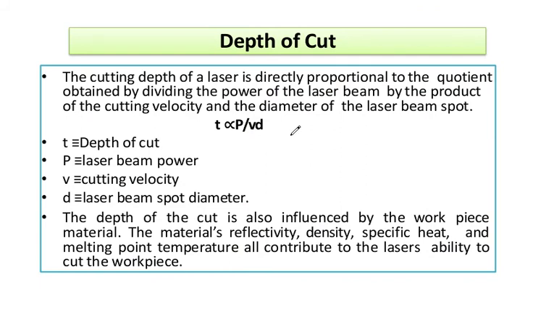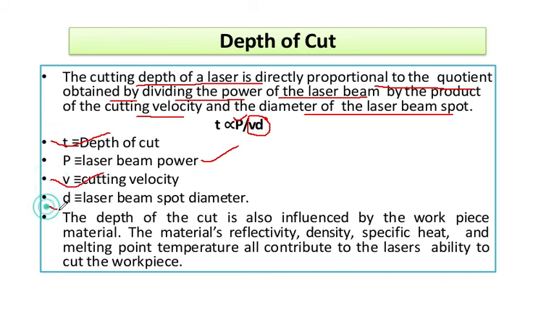How are you going to calculate the depth of cut? The cutting depth of laser is directly proportional to the quotient obtained by dividing the power of the laser beam by the product of the cutting velocity and the diameter of the laser beam, so cutting velocity and diameter, V D. P is the laser beam power, T is depth of cut, V is the cutting velocity, D is the laser beam spot diameter.